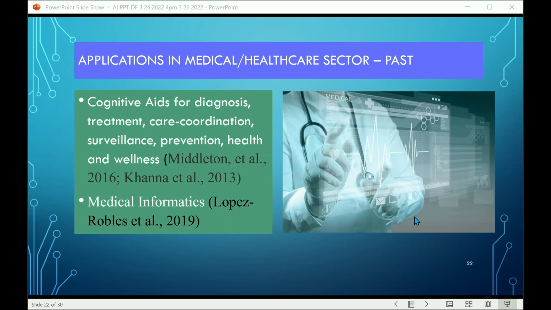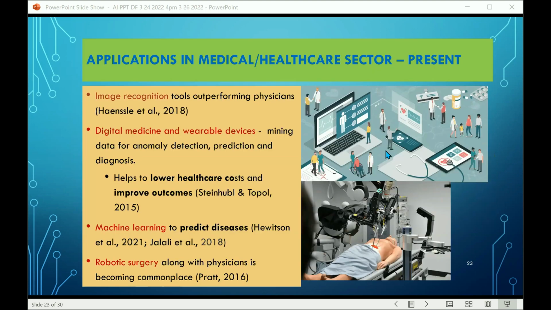ethics of the information. And in the present medical health sector, the medical profession is relying on image recognition tools because they're outperforming physicians with skin cancer, reading x-rays, MRIs, and scans, although they still need a physician to verify it. The research firm Frost & Sullivan estimates that AI has the potential to improve patient outcomes by 30 to 40% while reducing treatment costs by up to 50%.